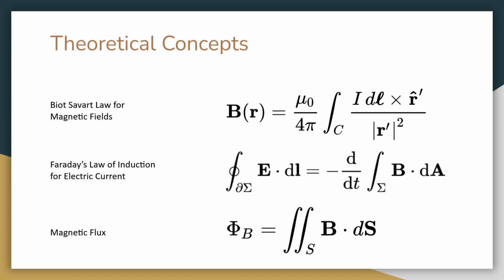Magnetic flux is the amount and direction of magnetic field lines normal to a surface, represented by the dot product of the magnetic field and the line normal to the surface. Finally, Faraday's law of induction states that when a magnetic flux varies with time, an electric field is induced.